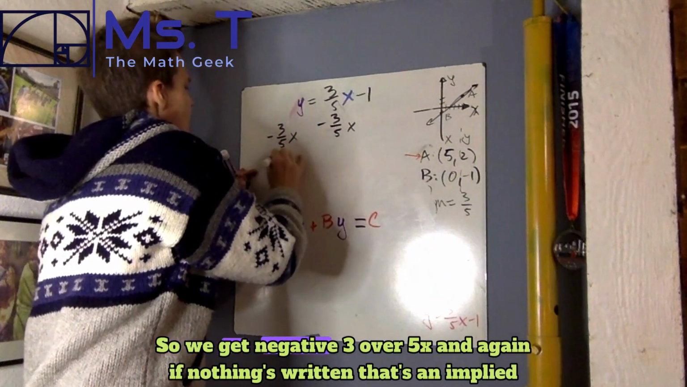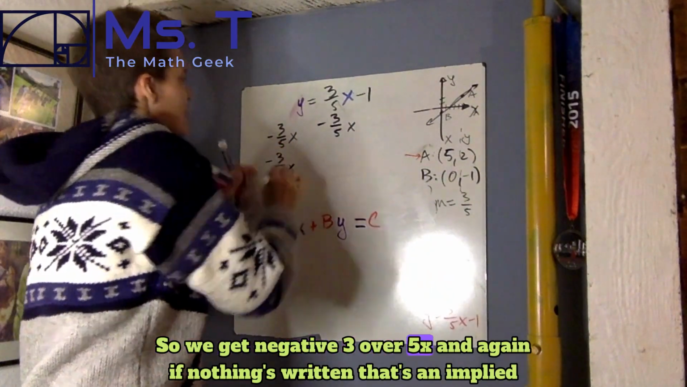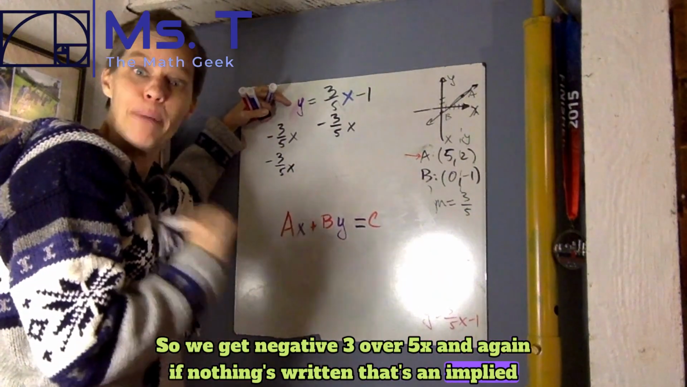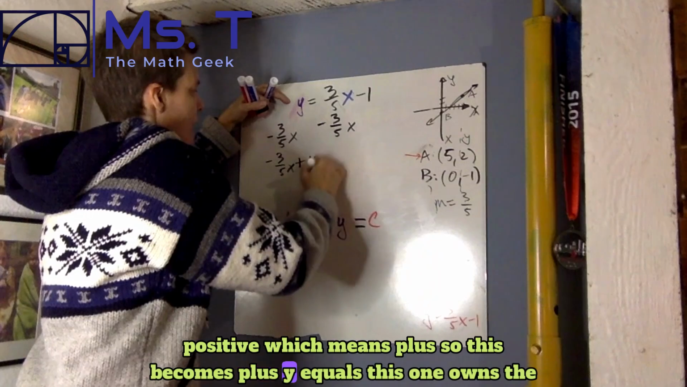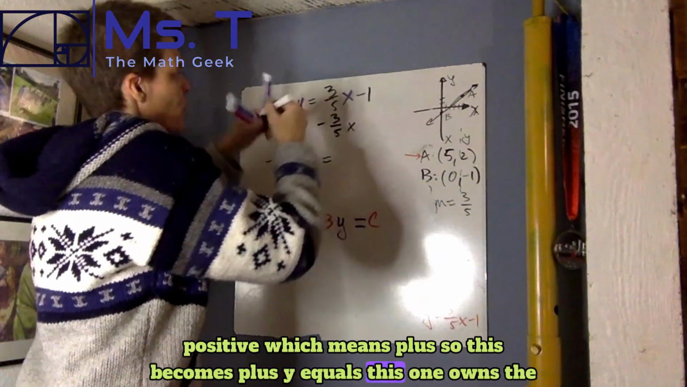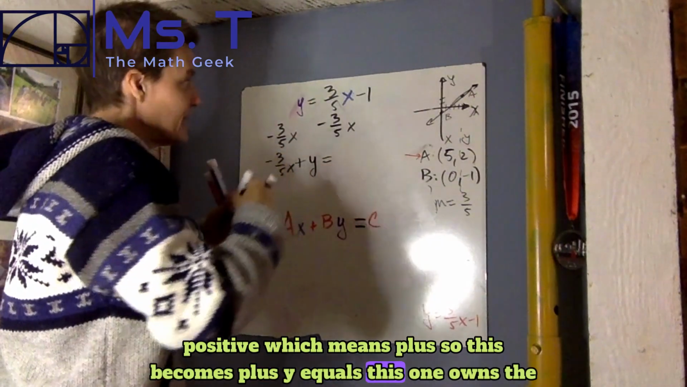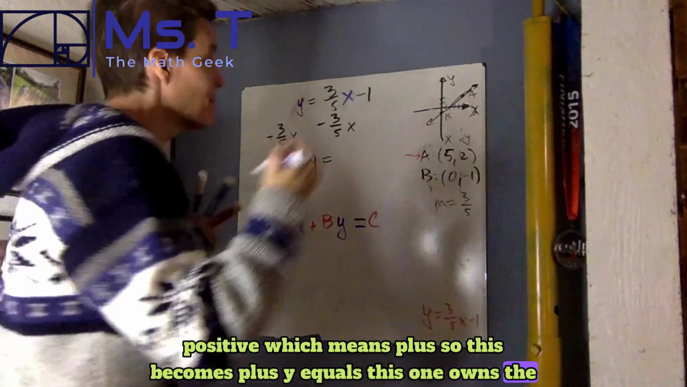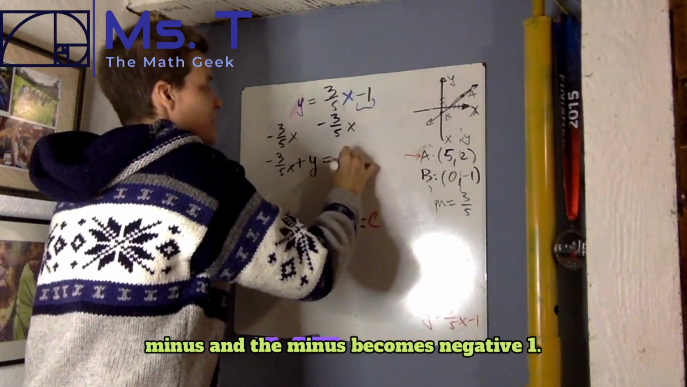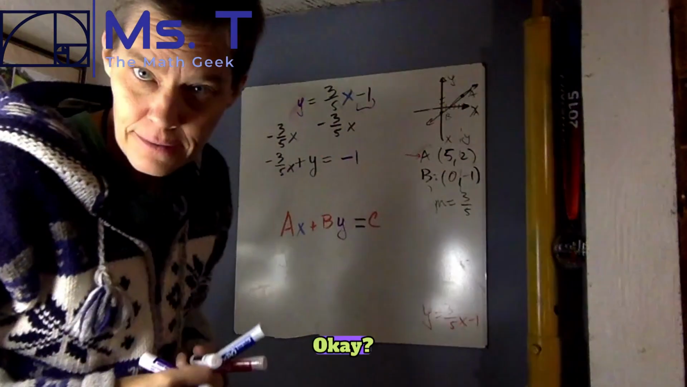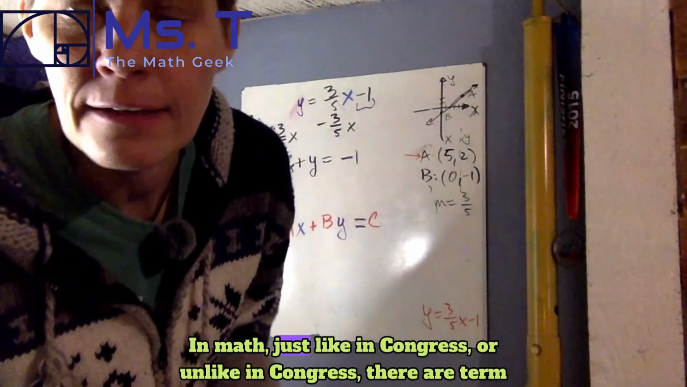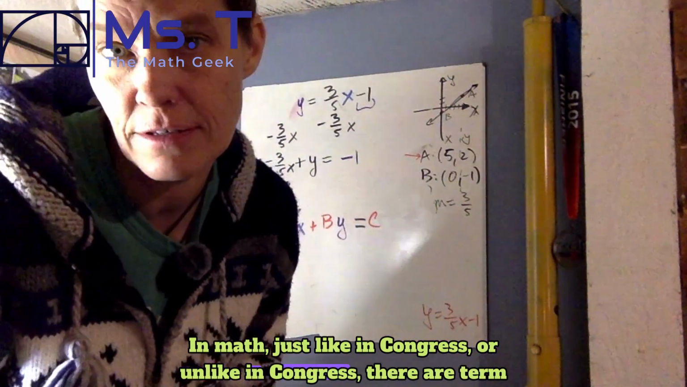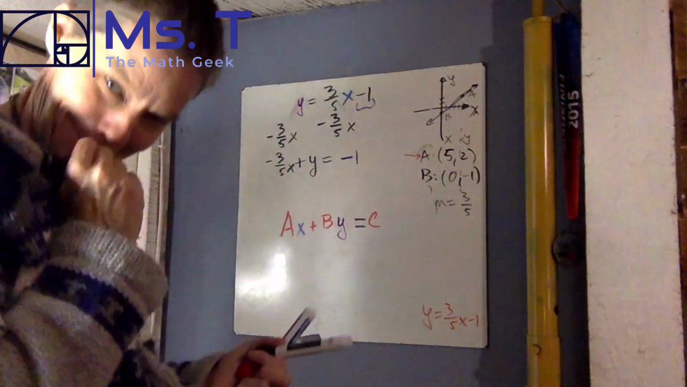So we get negative 3 over 5x. And again, if nothing's written, that's an implied positive, which means plus. So this becomes plus y equals, this one owns the minus, and the minus becomes -1. Okay? This is how terms go. In math, just like in Congress, or unlike in Congress, there are term limits.